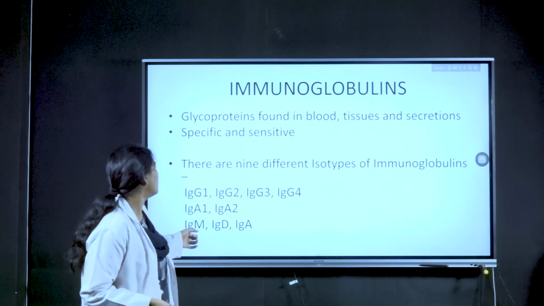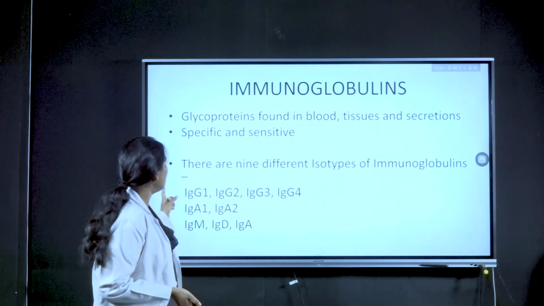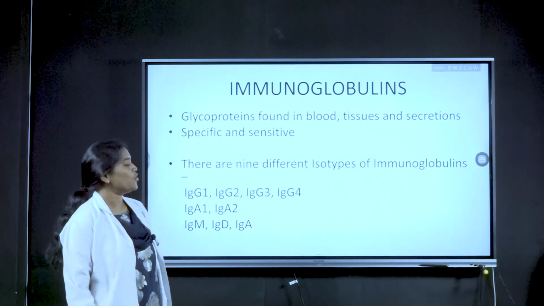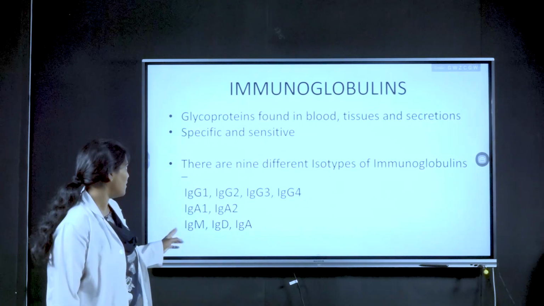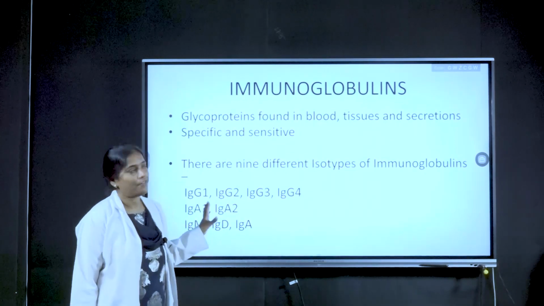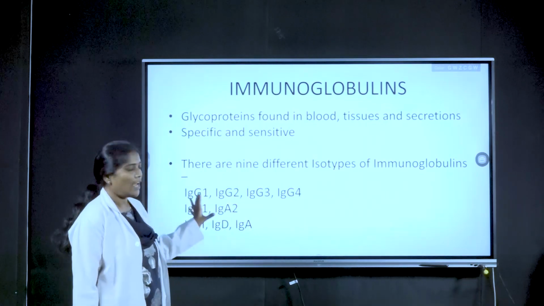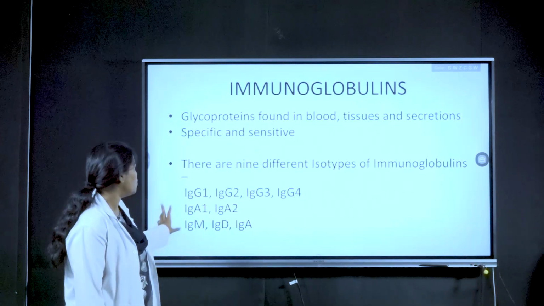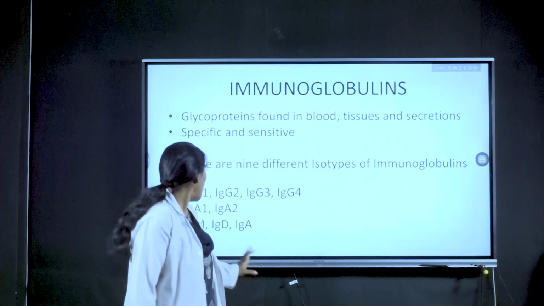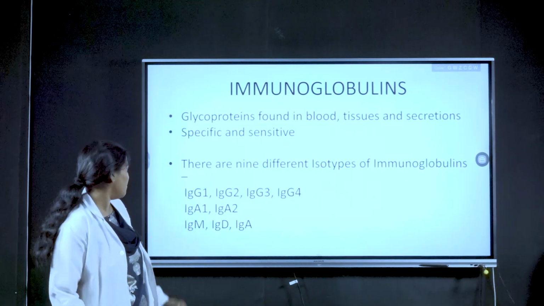There are various types of immunoglobulins. These are usually found in blood, tissues and secretions, and they are usually antibodies. Antibodies are certainly specific and sensitive. There are various types of isotypes of immunoglobulins, that is IgG1, G2, G3, G4, and IgA1, A2, IgM, IgD, and IgA.